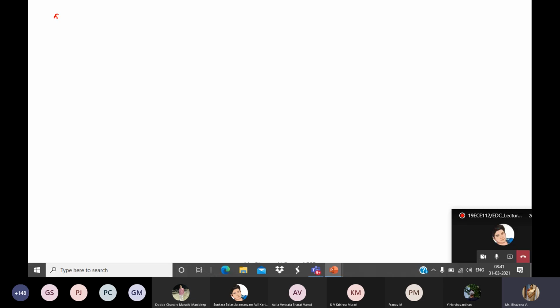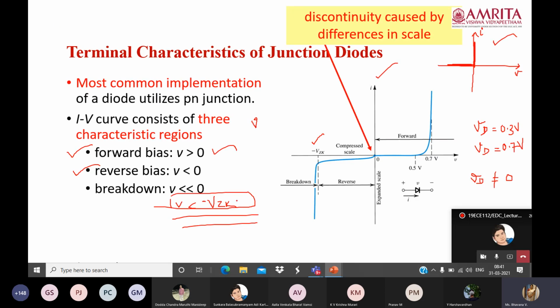Breakdown region, determined by V less than minus VZK.